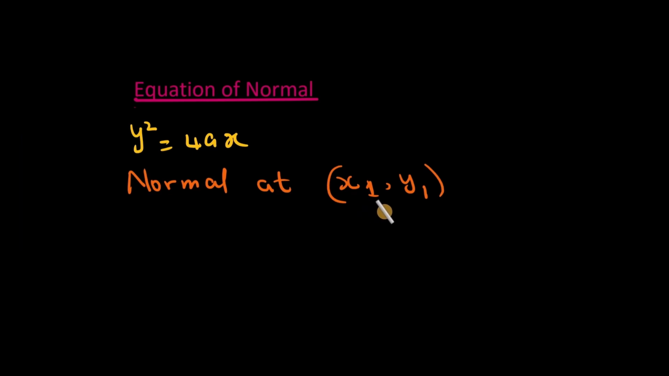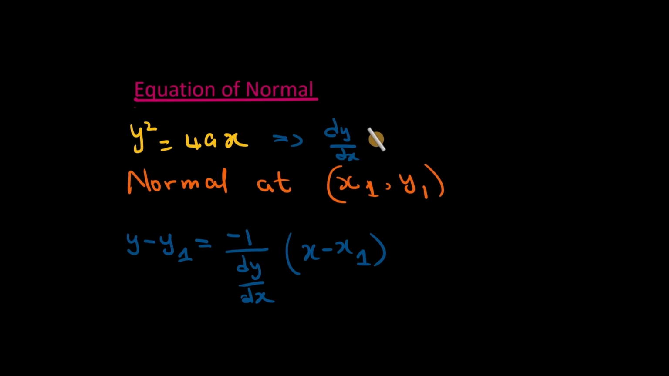Let y squared equals 4ax be the equation of a standard parabola. The equation of the normal at the point (x1, y1) is given by the formula y minus y1 equals minus 1 over dy/dx times (x minus x1). That is, dy/dx equals 2a over y, as in the case of the tangent. But y here is y1. That means dy/dx is the same as 2a over y1.